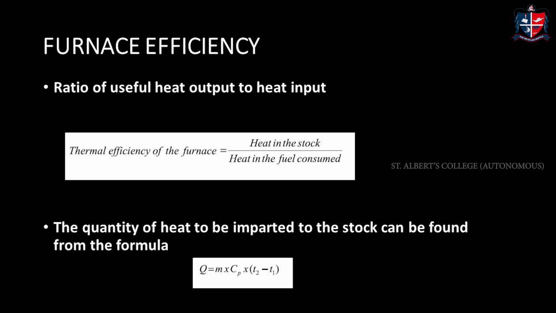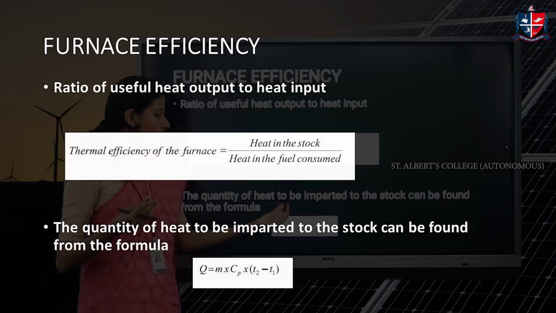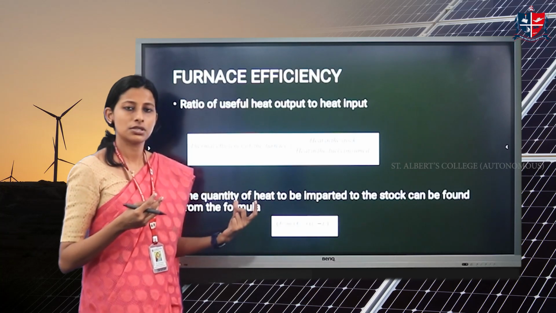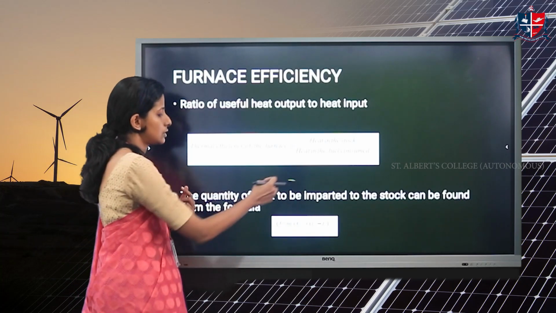We know the basic equation of heat is Q = M × C × ΔT. That is from the law of thermodynamics. We know that the quantity of heat transferred to any material is the product of mass, specific heat capacity, and its change in temperature. So let's see all those terms in detail.